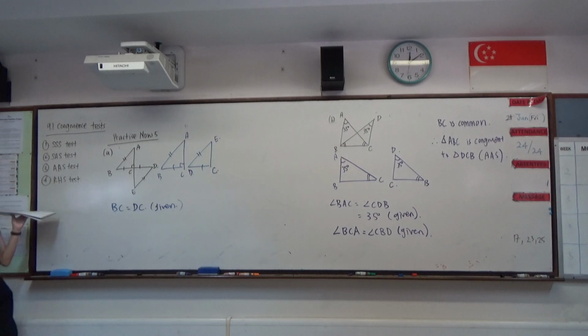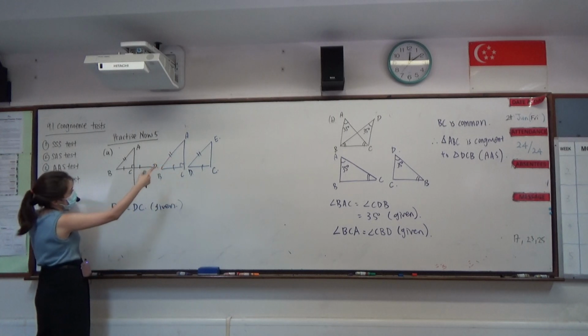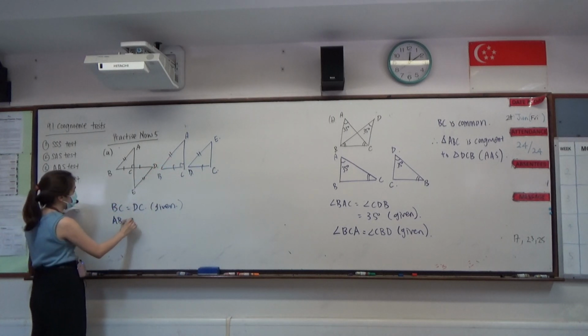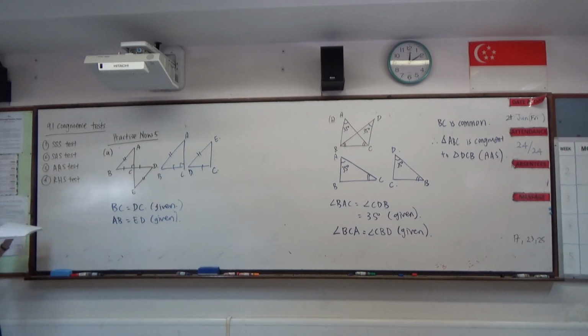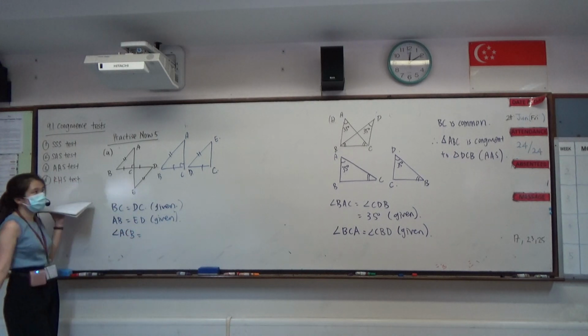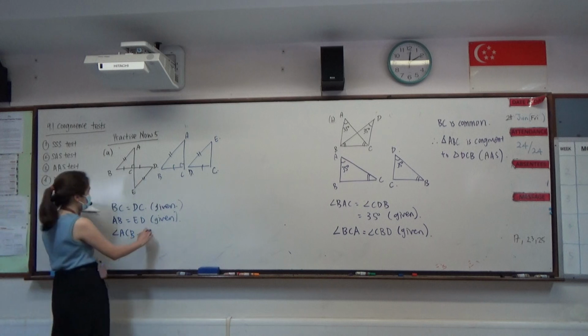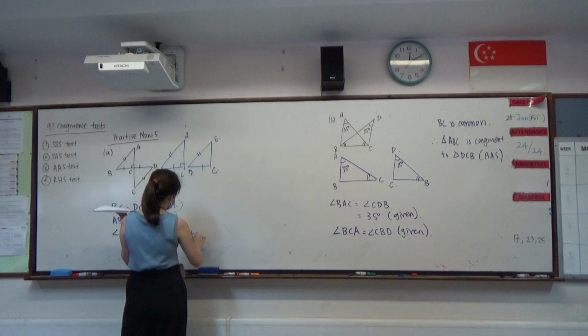Then I also have AB equals to ED because it is given. Then what's the last thing that we will use to prove it? Yes, Joseph. Angle ACB equals to angle ECD, because vertically opposite angles.